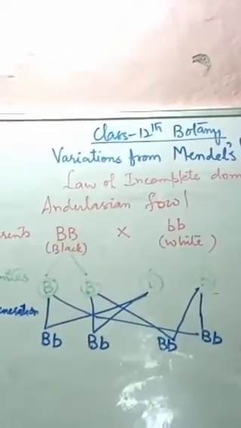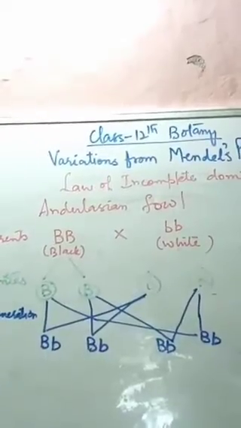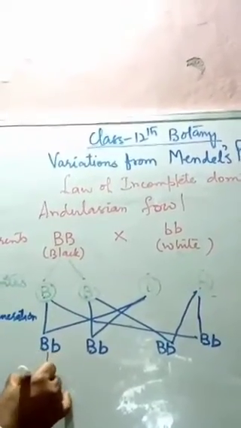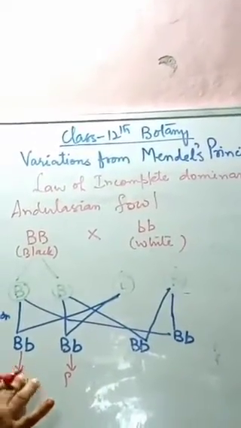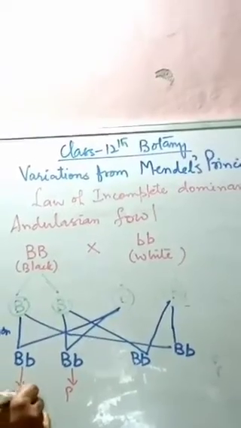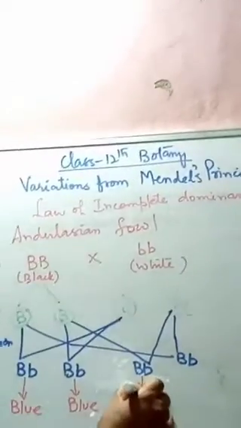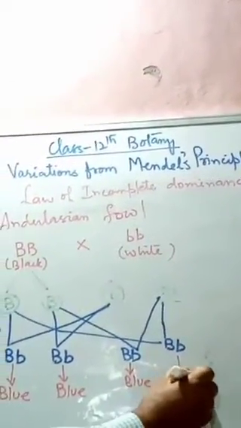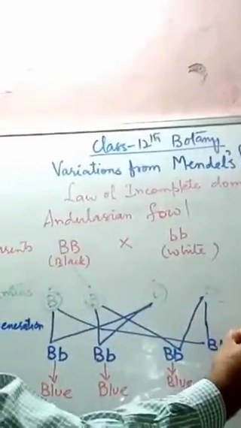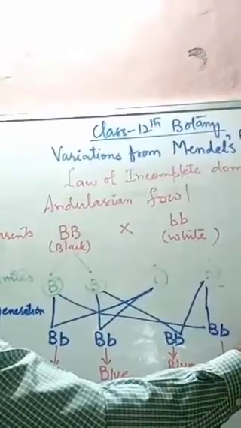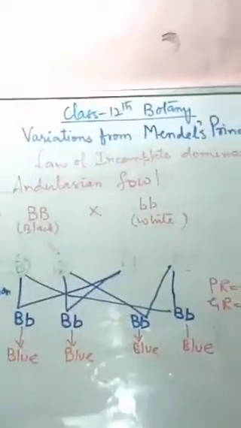But when black does not come here, then what will be the color of the fowl? That is blue. It is blue. Again, when we look at the phenotypic ratio here, it is 4:0. Same is the genotypic ratio, it is 4:0. Phenotypic ratio is 4:0 and genotypic ratio is 4:0.